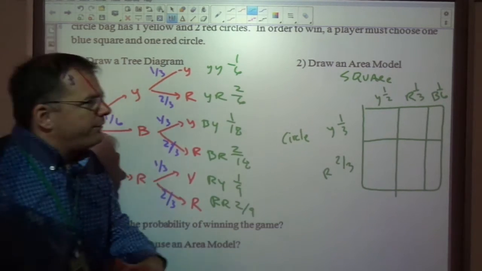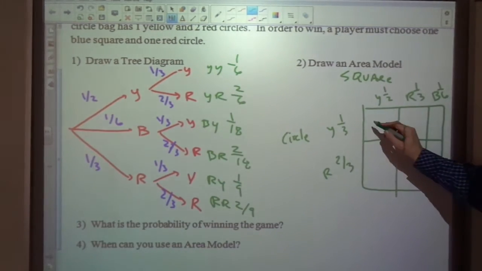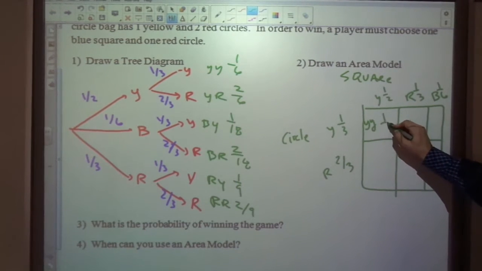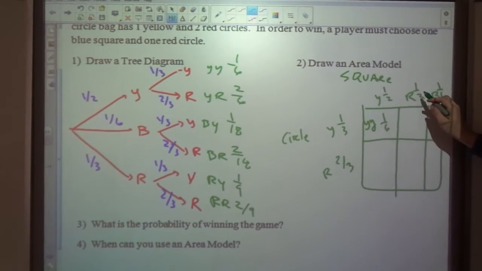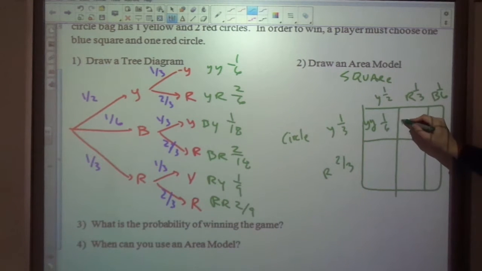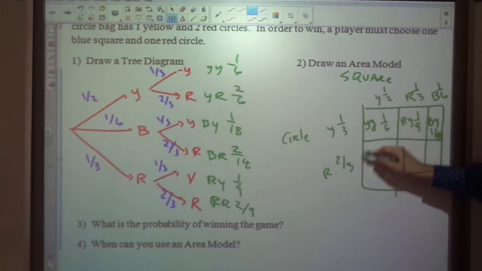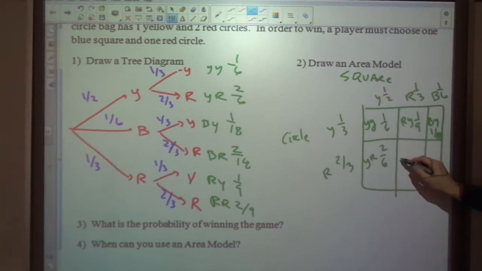If you draw an area model, we would have yellow, yellow here, 1/6, the same thing that I've got here. It's just another way to represent it. Red, yellow would be 1/9. Blue, yellow would be 1/18. Yellow, red would be 2/6. Red, red is 2/9. And blue, red would be 2/18.